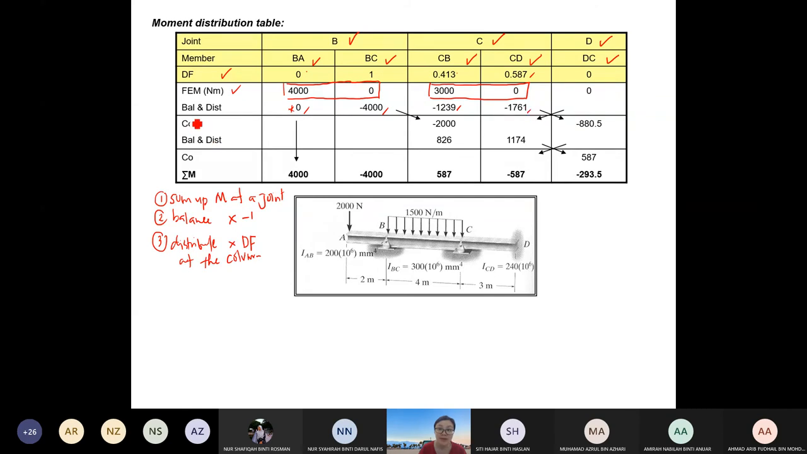Okay, so now for carryover steps. You need to know that now we are treating this as a pin, so there will be no moment transferred or distributed to carry over to B. Okay, only B to C, and then both ways C to D and D to C.